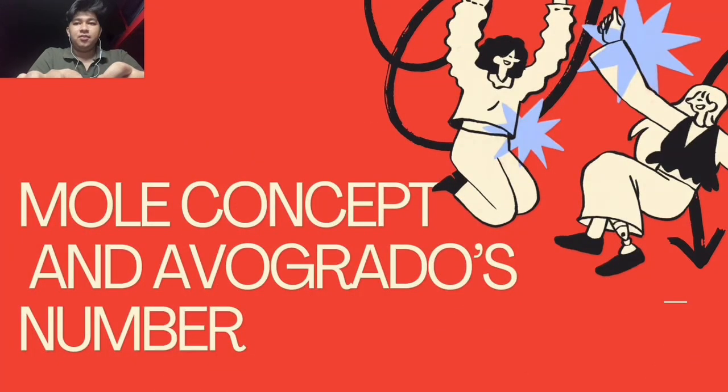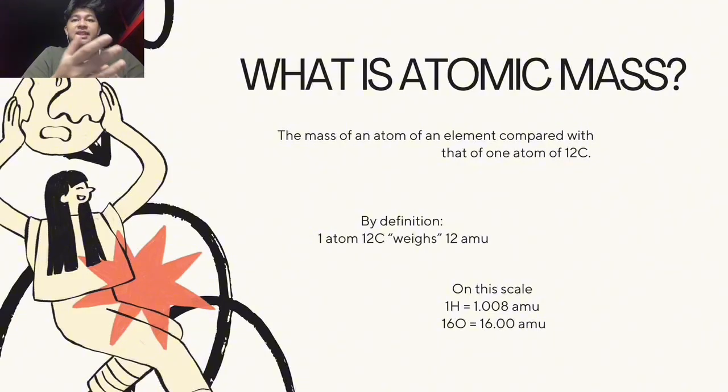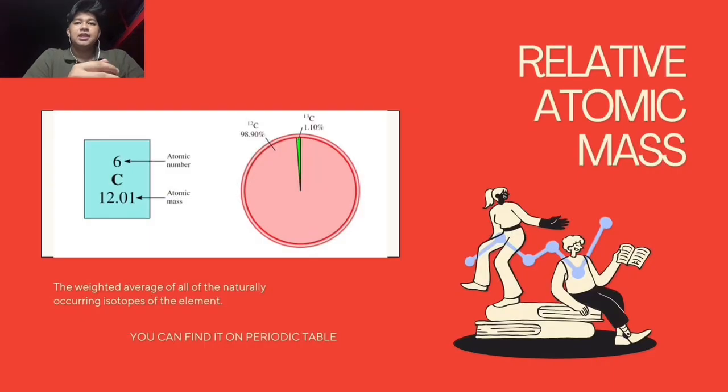Mole concept and atomic number. So what is an atomic mass? Atomic mass is the mass of an atom of an element compared with that of one atom of 12C. So by definition, one atom of 12C weighs 12 amu. So relative atomic mass means the weighted average of all naturally occurring isotopes in an element.